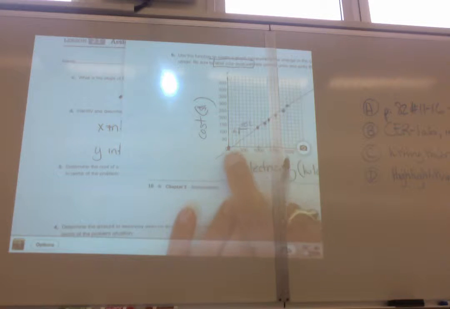So if we're saying that x is 0 at the intercept, that's 0 electricity used. Turn off all the lights, unplug everything, no electricity used.